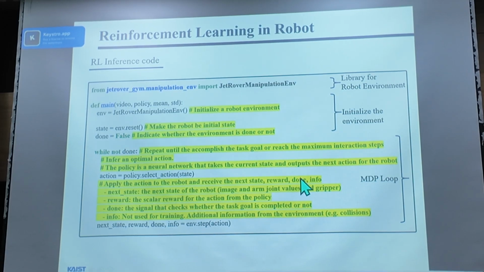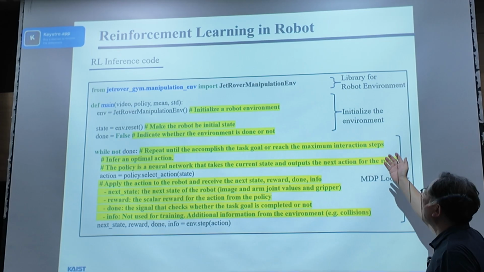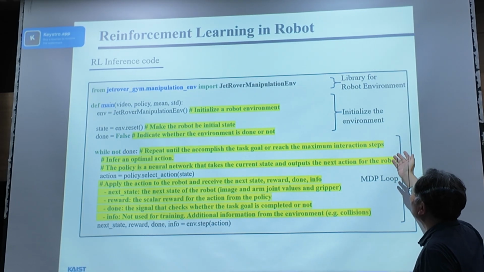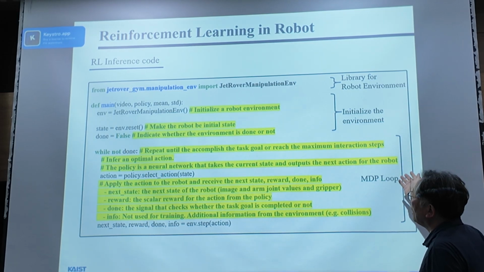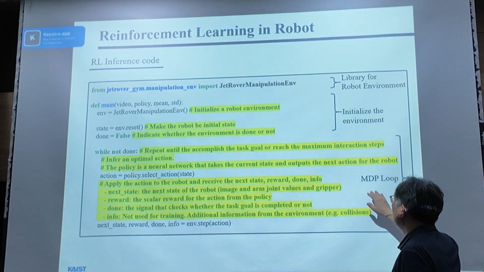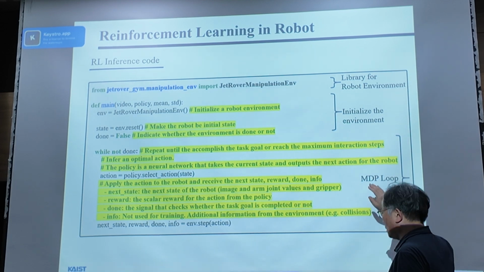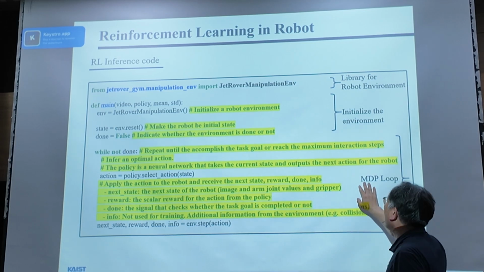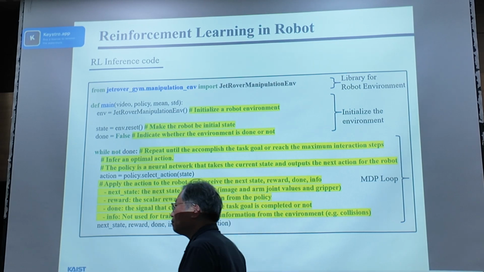And here is an RL code, okay? You need to somehow load the library for the robot environment. You need to initialize it, and then you run your MDP algorithm. What is it called? Markov decision process. Okay. Markov decision process is what I just said so far.